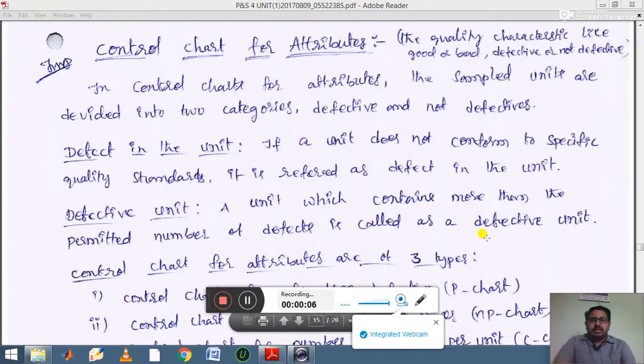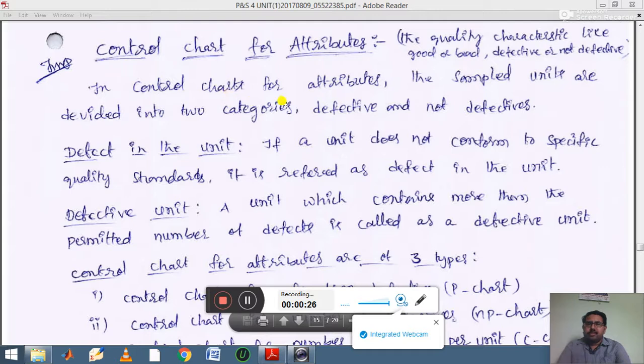Here I'll discuss control charts for attributes. Control charts for attributes deal with the characteristics or qualities, whether they are good or bad, defective or non-defective, etc. So let us learn here.